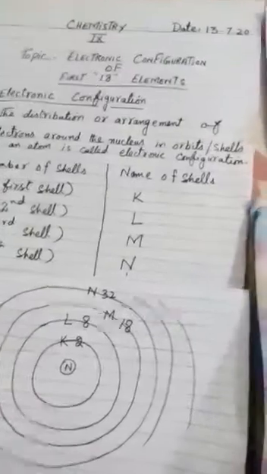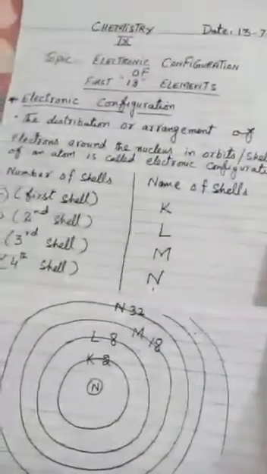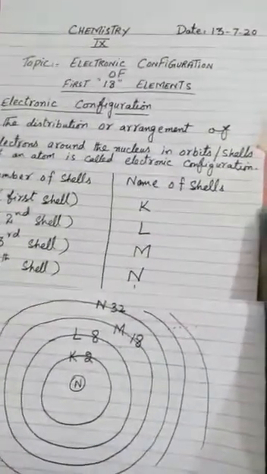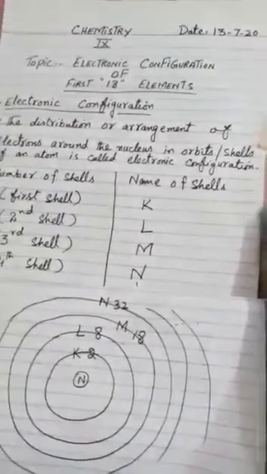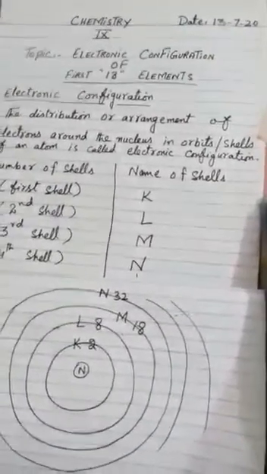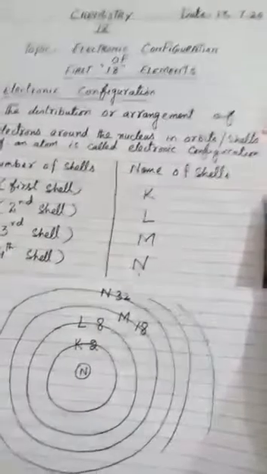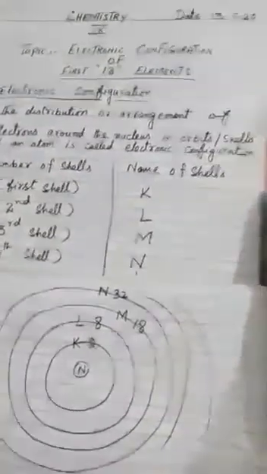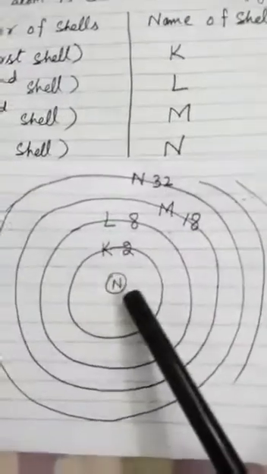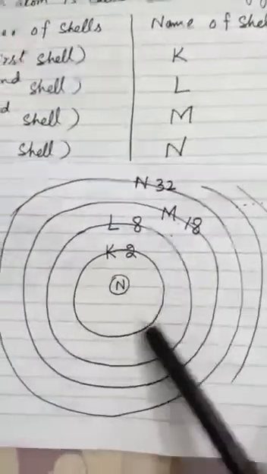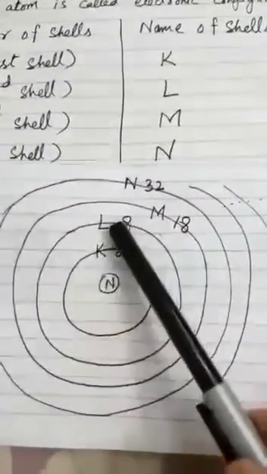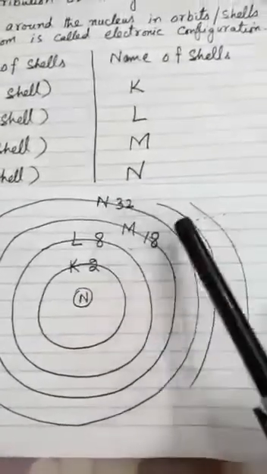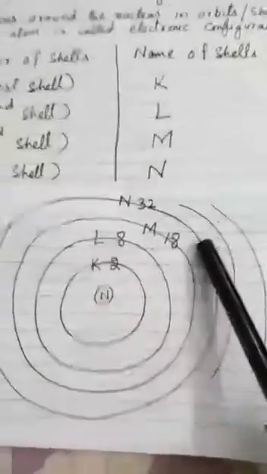Girls, Bohr stated that electrons in an atom do not revolve randomly, but they revolve in certain fixed circular paths, which are called the orbits or shells. I have drawn it here in this diagram. You can see this is the nucleus. First shell is K, second is L, M, N, O, P, and so on, right?